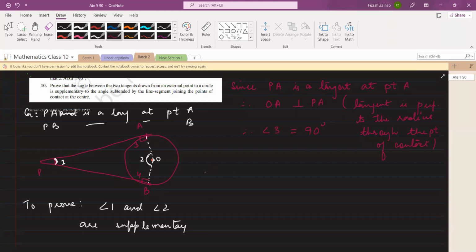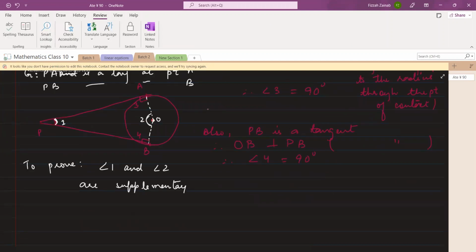Now similarly also, PB is a tangent. So therefore OB is perpendicular to PB. Again you write the theorem. And therefore we say that angle 4 is 90 degrees, right? Okay, now you come to the quadrilateral.